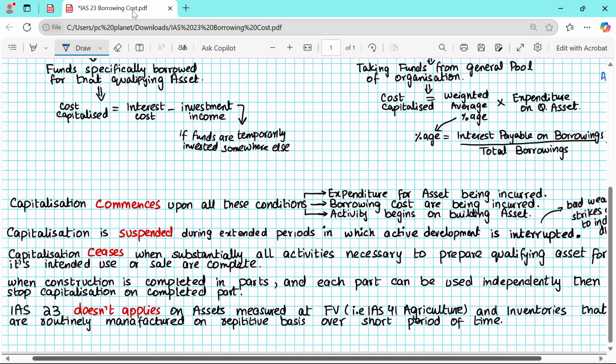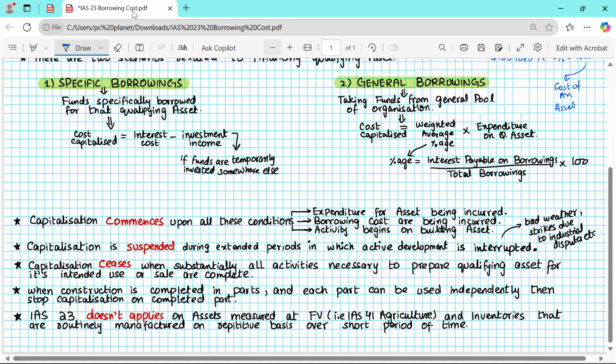Now, when do we start capitalization? So capitalization commences upon all these conditions. When these three conditions are met, you have to start doing the capitalization: expenditures for the asset are being incurred, borrowing costs are being incurred, and activity begins on building the asset. So basically, you have started taking action for the preparation, construction or production of the qualifying asset.